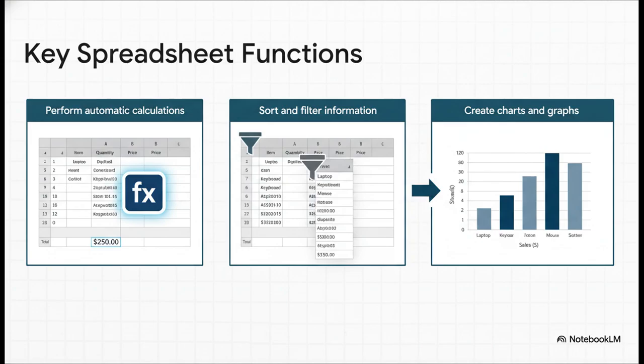The single most powerful thing a spreadsheet can do is use formulas to do calculations for you automatically. I mean, this saves an unbelievable amount of time and cuts down on human error. And from there, you can sort and filter all that data to spot trends, and then, just like that, turn those trends into charts and graphs.